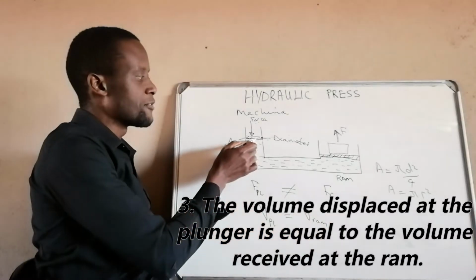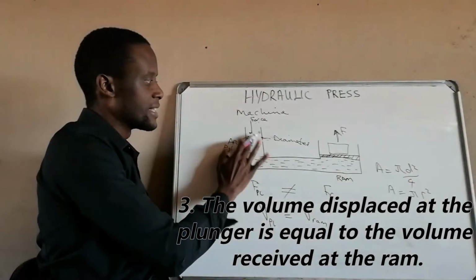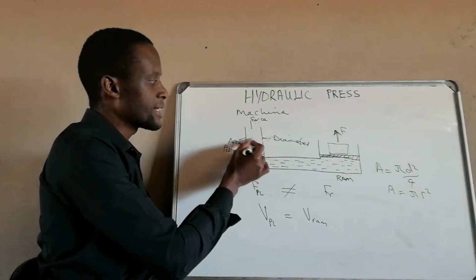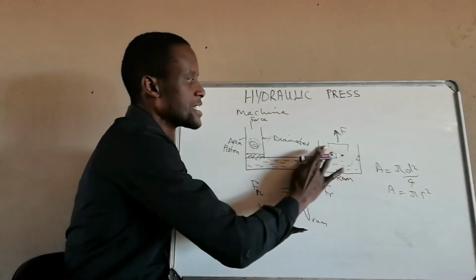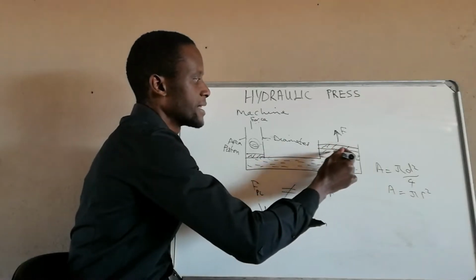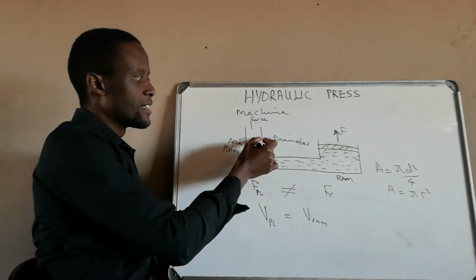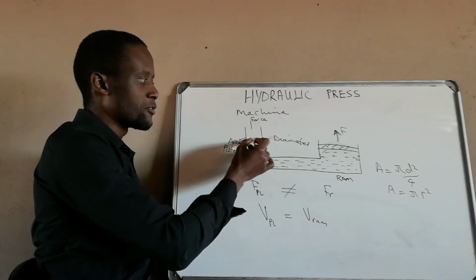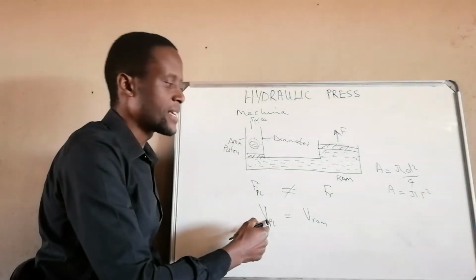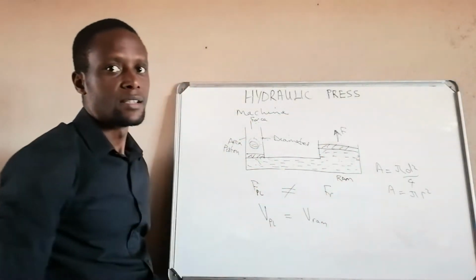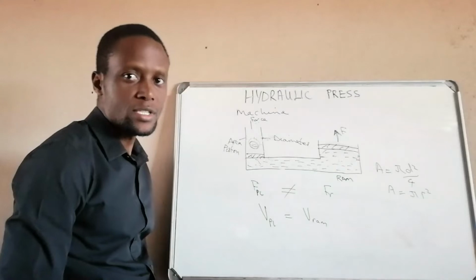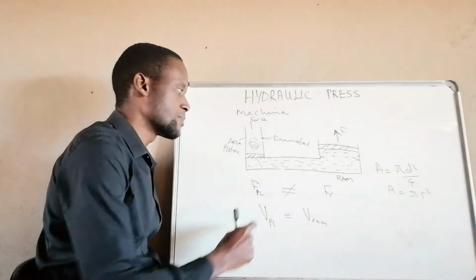What we mean is that if we push the plunger downwards and it comes down to this point, all that liquid that was here has been pushed, it will displace, or lift up, our ram to a certain height. So the volume that has been displaced has been pushed, and it just pushes the ram upwards. So the volume displaced on the plunger is equal to the volume that we receive on the ram. The volume remains the same, like we mentioned in the earlier videos, because liquids are not compressible. That is the principle being applied in this case.